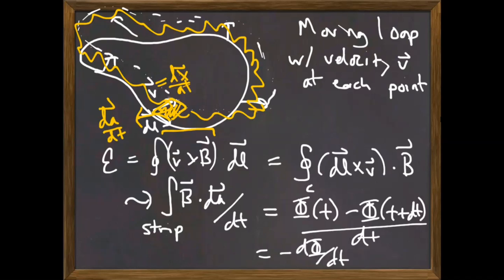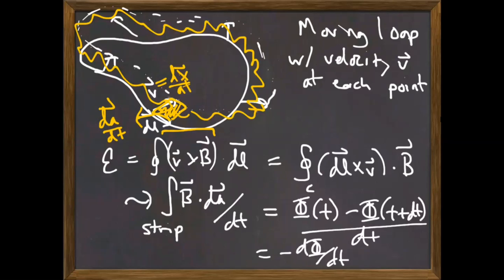That area integral really comes from my original flux minus my new flux. Each of those is a surface integral over a different surface, and the difference of those two surfaces is the strip that I'm integrating over. You have to be a little bit careful with the sign, but at the end of the day, I get minus d flux/dt, and that's a general result. It does not depend on the loop being rigid. It does not depend on the magnetic field being constant in space.